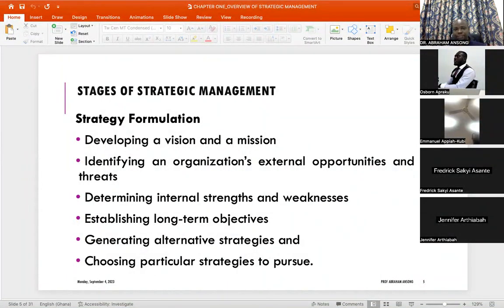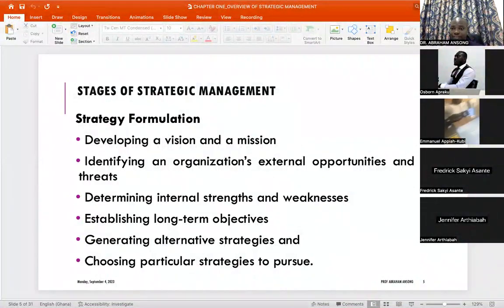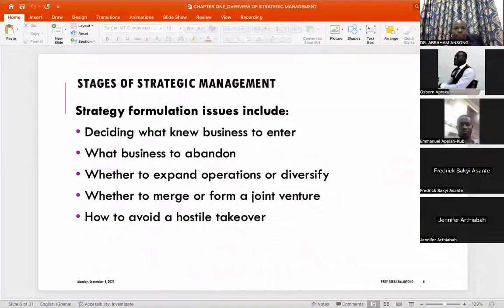First, develop a vision and a mission for the organization. Second, identify the organization's external opportunities and threats. Next, determine the internal strengths and weaknesses of the organization. It is only then that you can establish long-term objectives. After you set your long-term objectives, you generate alternative strategies to help you achieve these long-term objectives. And after that, you pick or select the most feasible strategy to pursue. Okay, right.